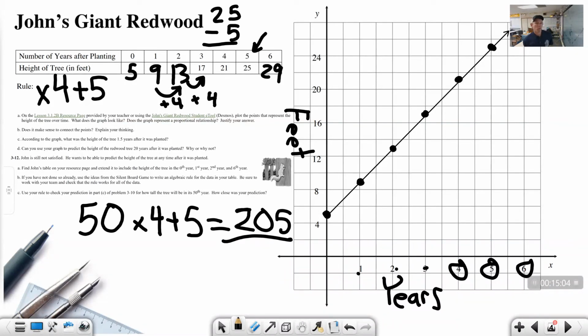Okay. Now we are developing ideas about tables, graphs, rules. We're trying to make all those connections. And John's Giant Redwood is a great example of how to create those interconnected points. And we're going to continue to dive into this throughout chapter 3.